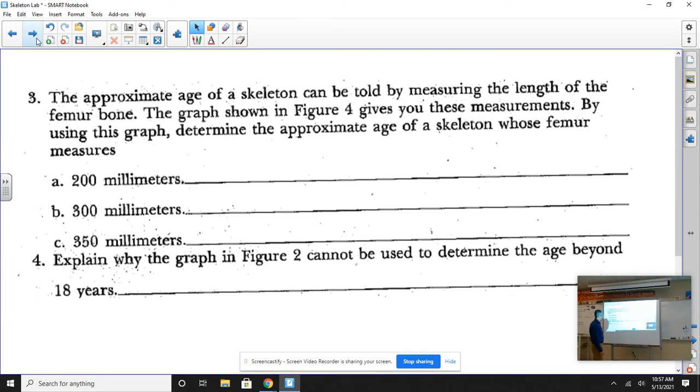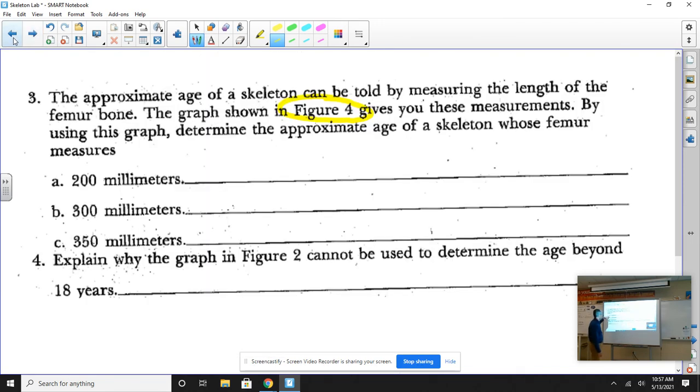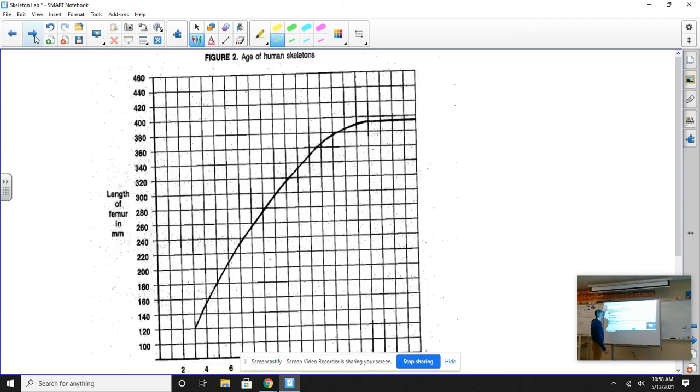The last page of the lab has some questions that ask about looking at figure 4, which is the graph on the bottom. You don't have to do this graph, it's done for you, but you will have to plot points and see how big or how old a skeleton is based on its femur length. I'll do the first one for you. For example, if it's 200 millimeters, I'll look on the graph where 200 millimeters is. That point right there, if I go down, it looks like I am just before 6 years old. So not quite 6 years old.